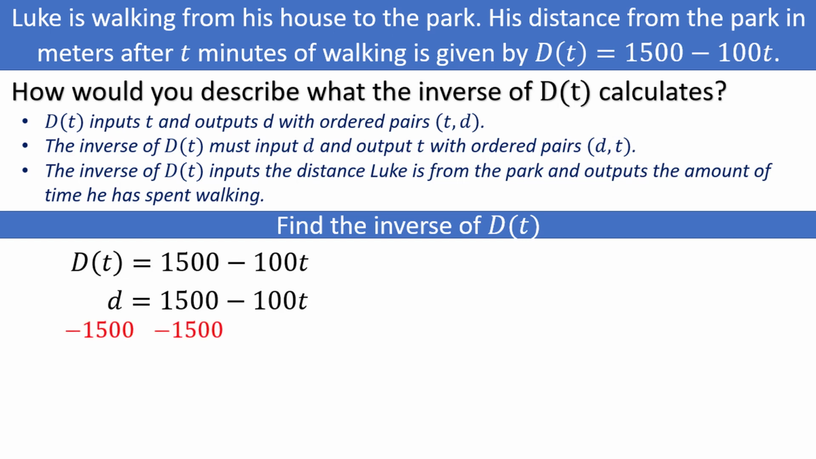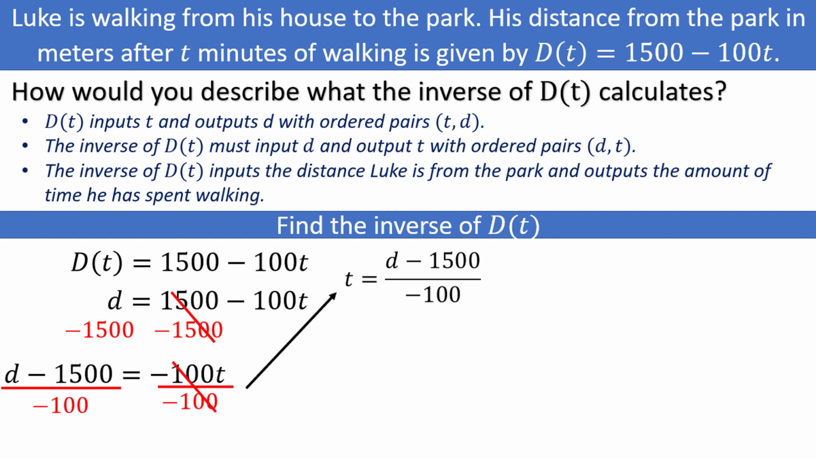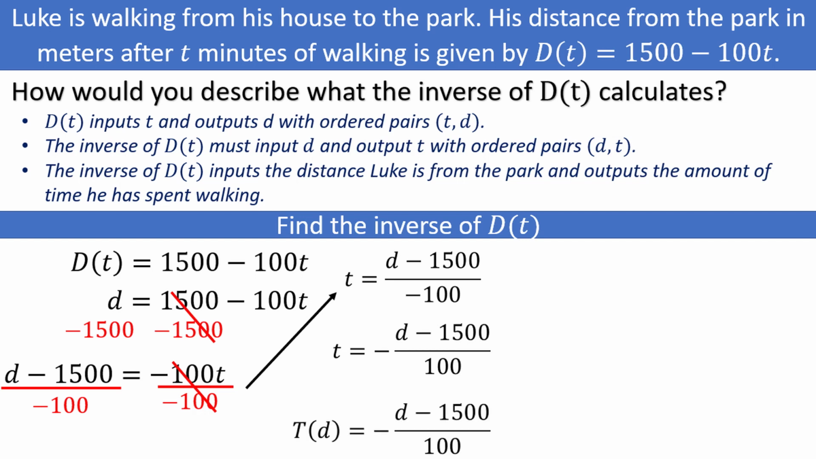Subtracting 1,500 from both sides, we have d minus 1,500 is equal to negative 100t. Dividing both sides by negative 100, we have t is equal to d minus 1,500 divided by negative 100. This can be written as t is equal to negative d minus 1,500 divided by 100 if we bring the negative out front. We could write this as t of d is equal to negative d minus 1,500 divided by 100. This is the function that outputs the time in minutes Luke has been walking if he is d meters from the park, which is the inverse of the initial function d of t.